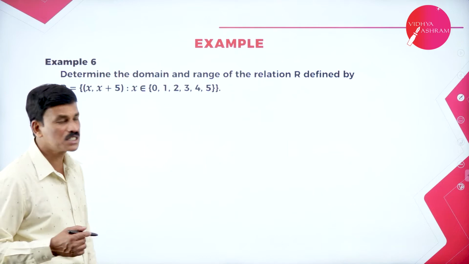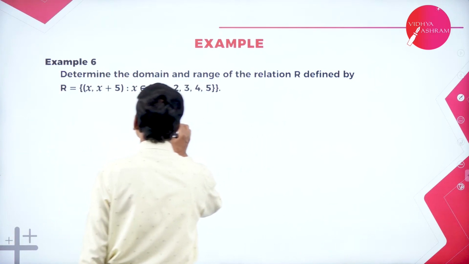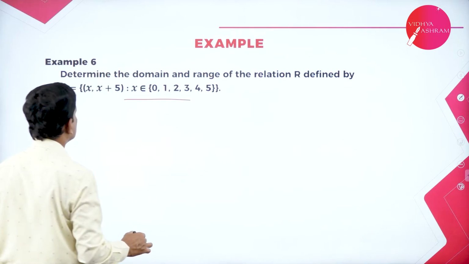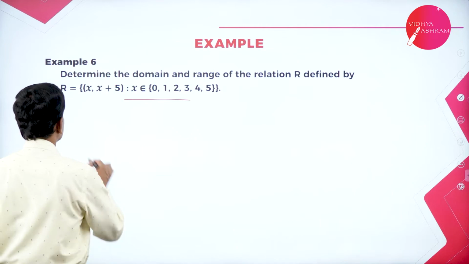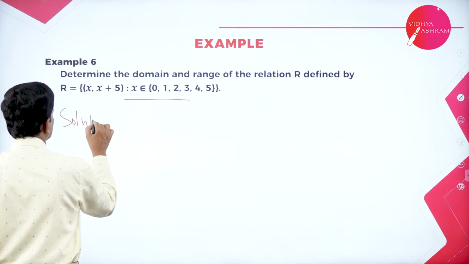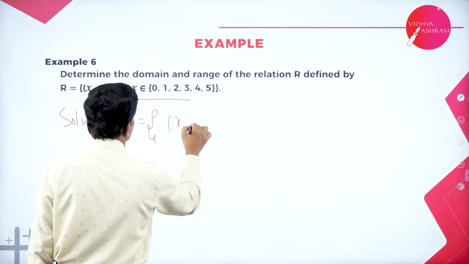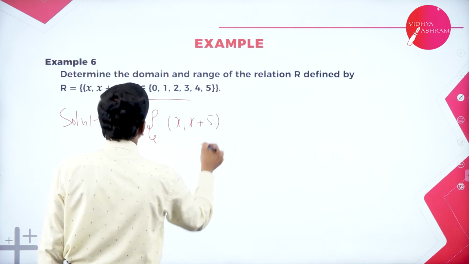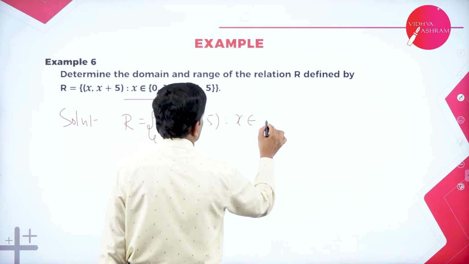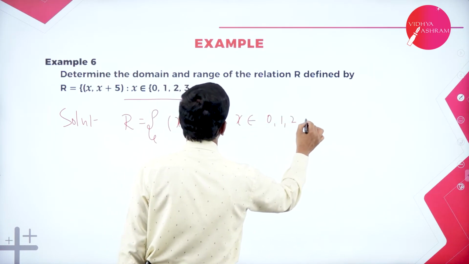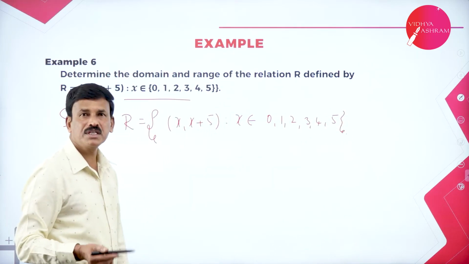Now let us come to the next problem. Determine the domain and range of the relation R defined by R is equal to x comma x plus 5, where x belongs to 0, 1, 2, 3, 4, 5. Now let us write the solution. This is also a very simple problem. R is equal to x comma x plus 5 such that x belongs to 0, 1, 2, 3, 4 and 5. Now write down the elements of R.